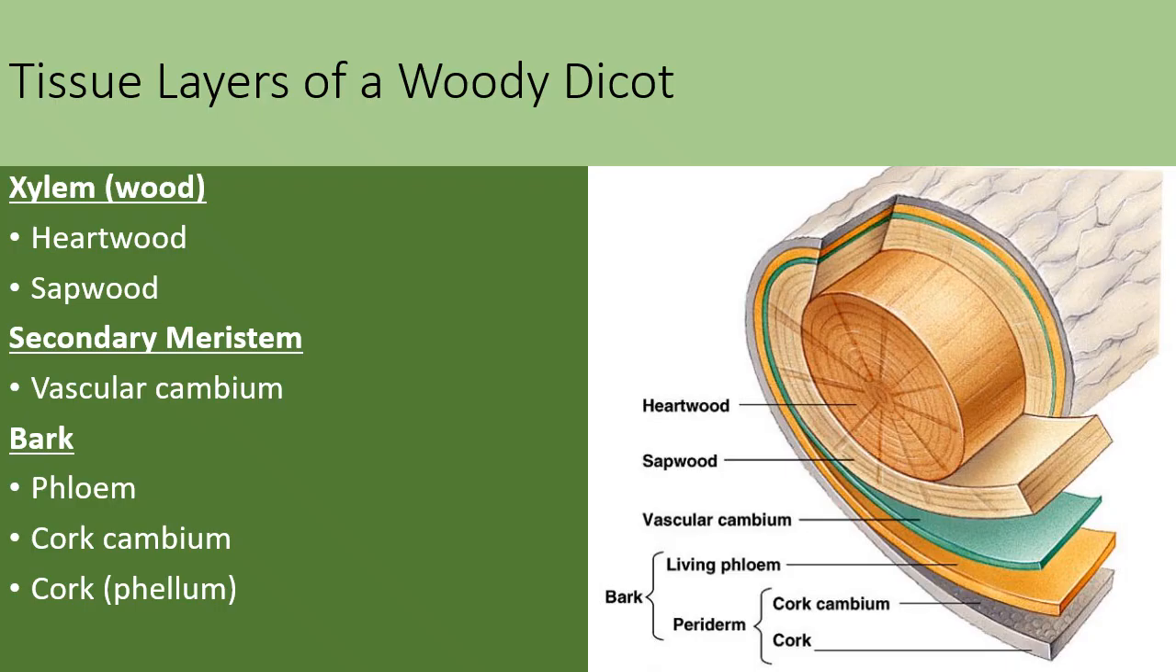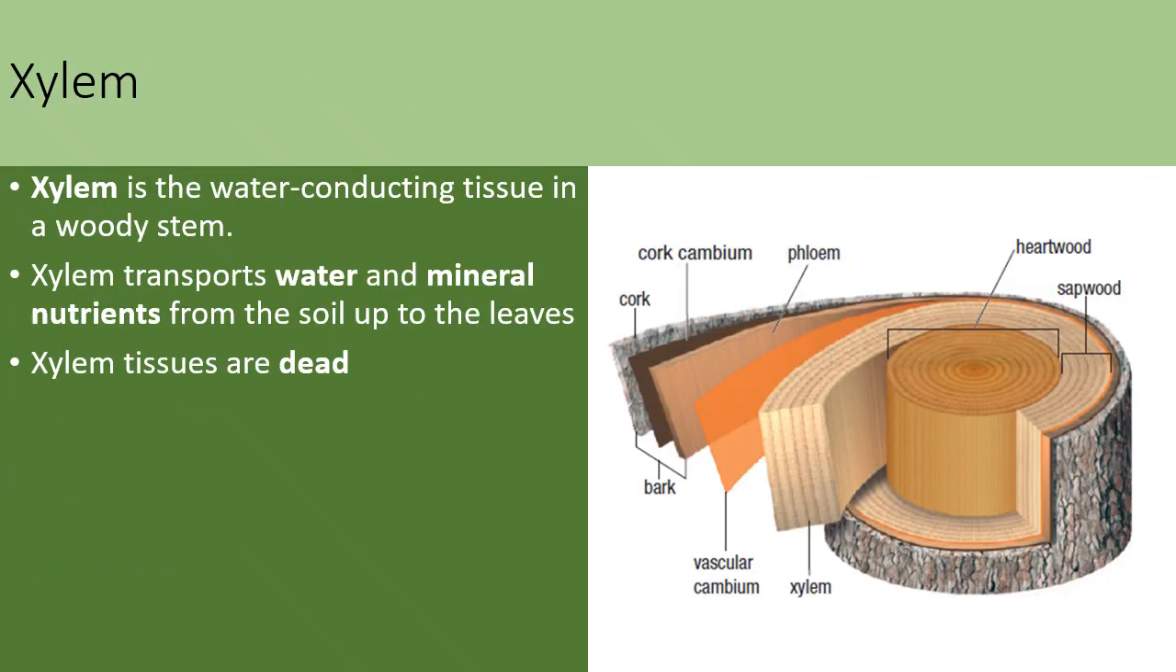Everything inside of the vascular cambium is called wood. Everything outside the vascular cambium is referred to as bark. So we'll be looking at the wood, and then we'll be looking at the secondary meristem, which is called the vascular cambium, and then we'll be moving out to the bark. So we'll start at the center and work our way outward.